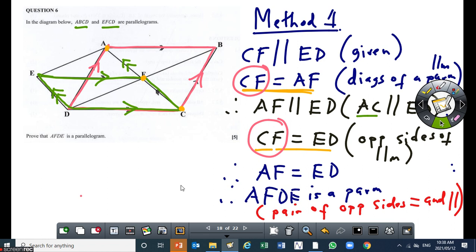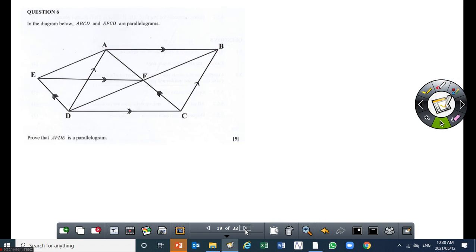Now, yesterday, this is how I did it using method one. But I want you to be aware that the same question can be done using congruency. You can do the same question using congruency. So this is how you can approach the question if you are going to use congruency.